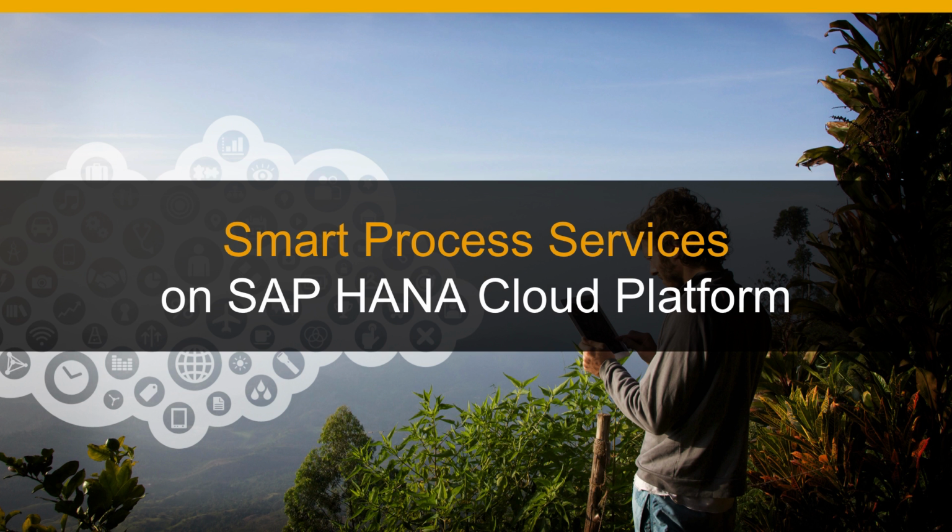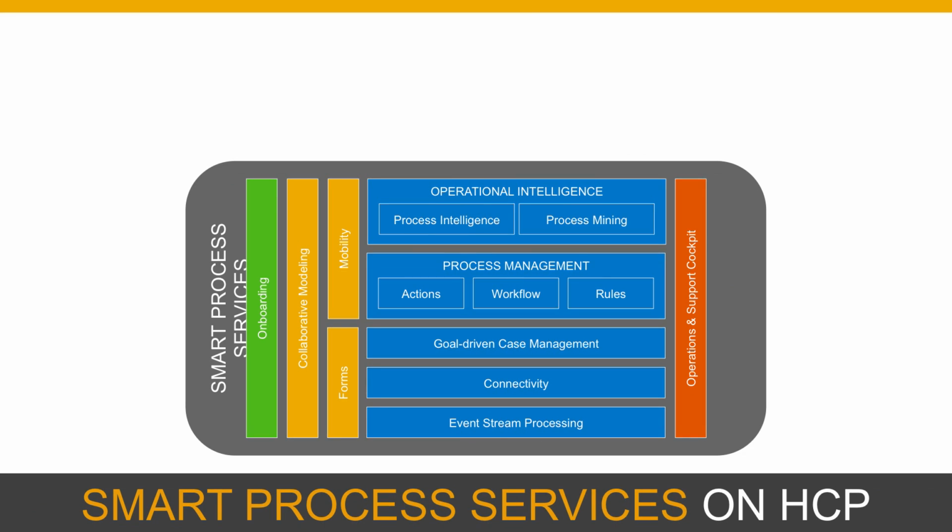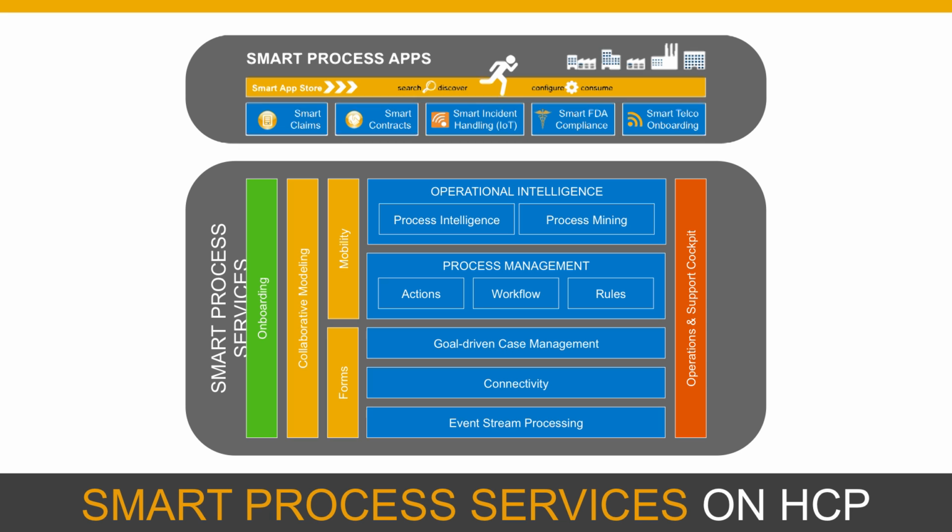In about 2 minutes and a few seconds, we will demonstrate exactly these 3 steps using Smart Process Services on SAP HANA Cloud Platform, SAP's Smart Process as a Service offering. With Smart Process Services on HCP, we want to enable SAP, our customers, and our partners to build and deliver smart process applications. At a later time, we're going to create an ecosystem around our Smart Process App Store where lines of business could go, search and discover, and then configure and consume smart process apps that suit their needs.